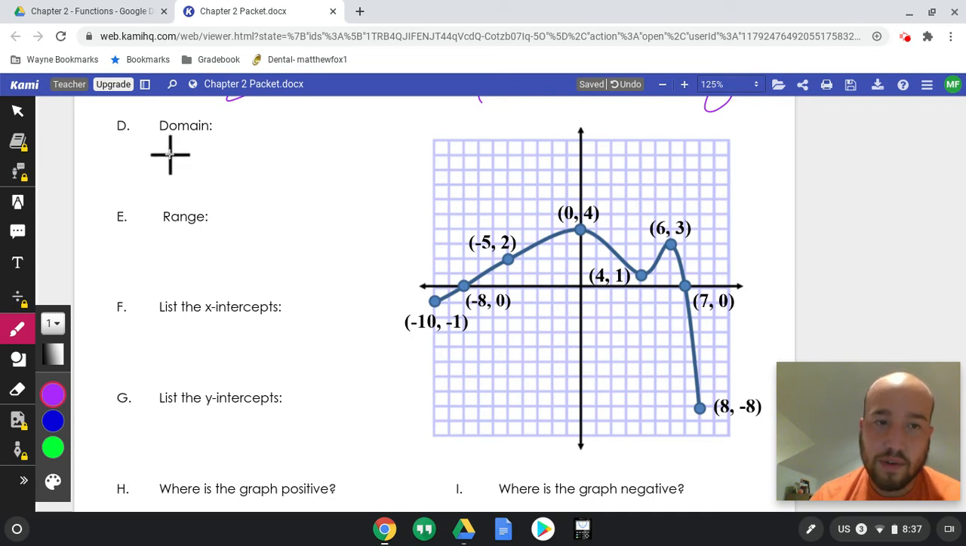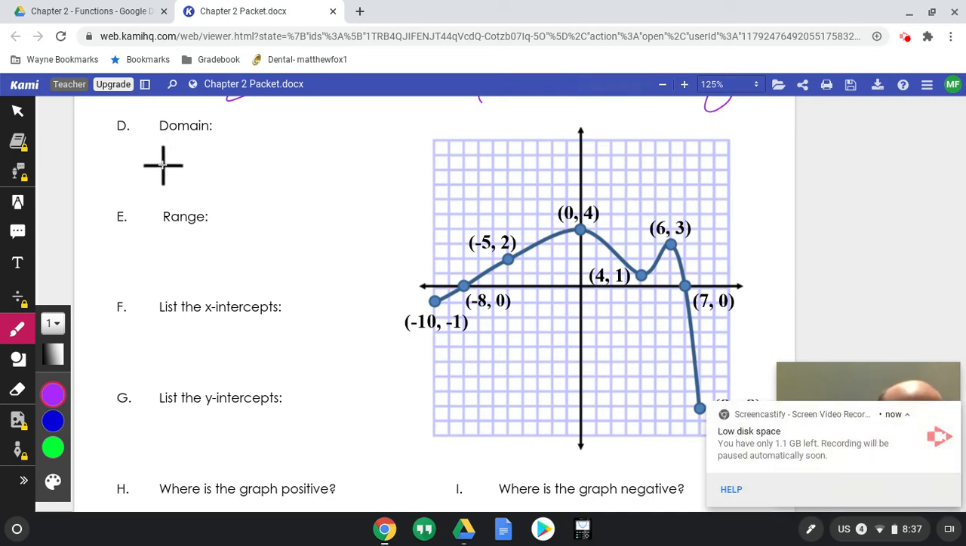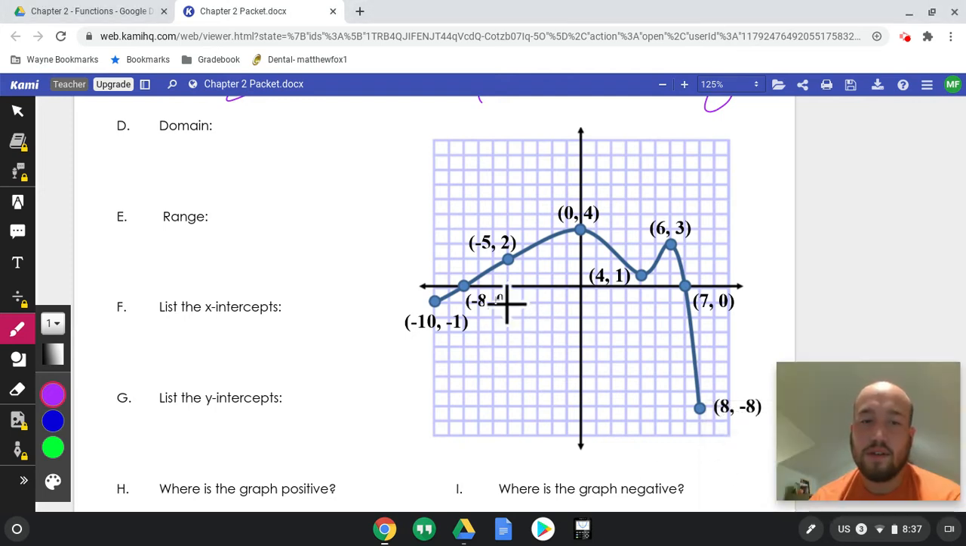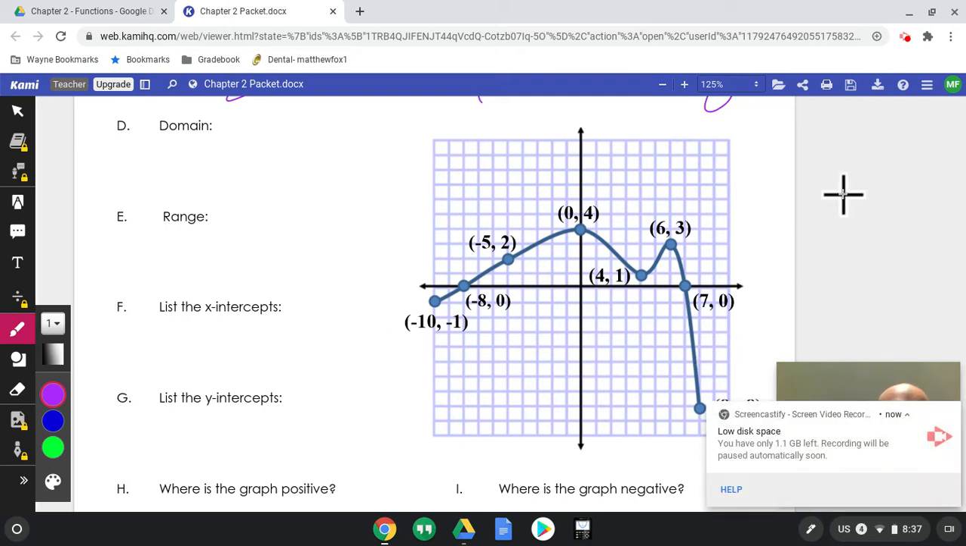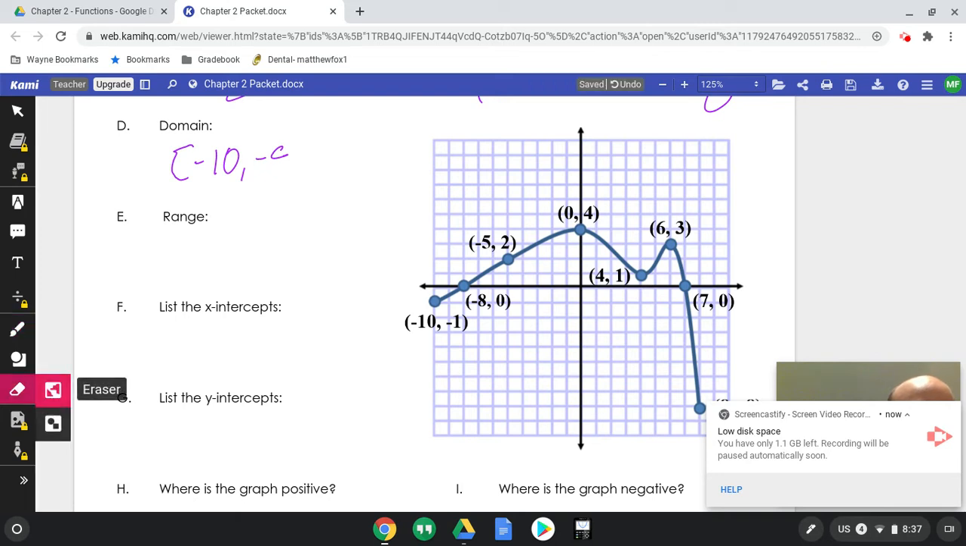So if we look now, this next one is domain. Okay, so our domain is from low to high. So it's left to right. The farthest to the left to the farthest to the right. So -10 to 8. And sorry, that warning keeps popping up. Oops, not to -8, to +8.